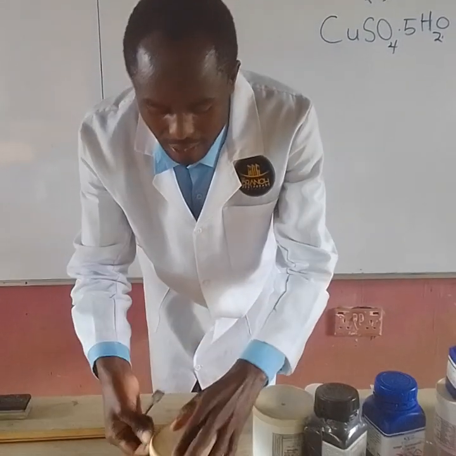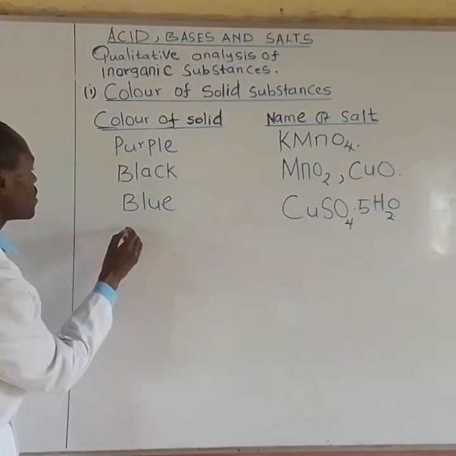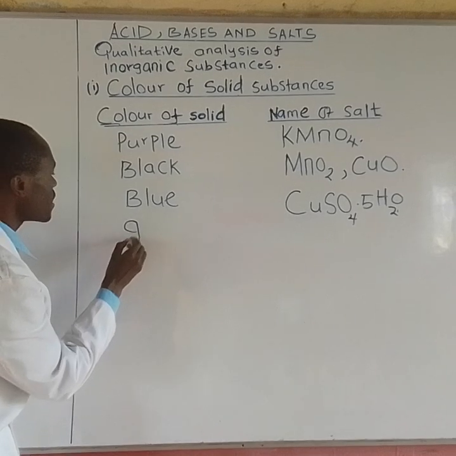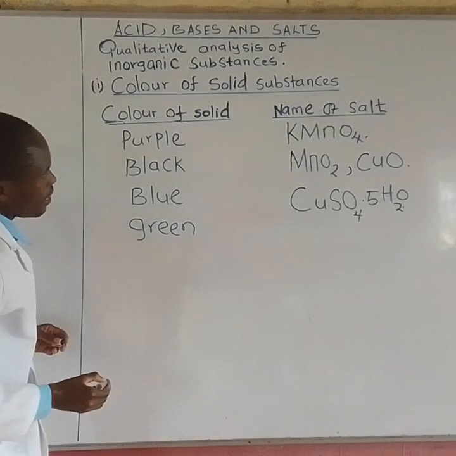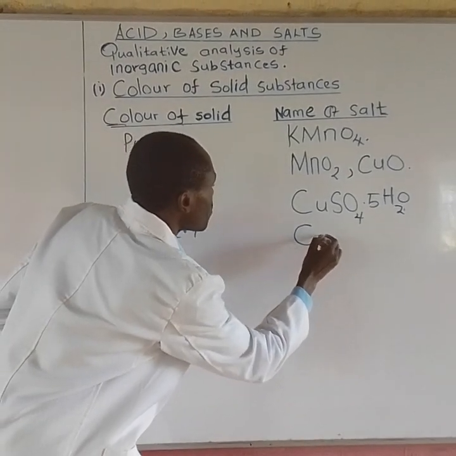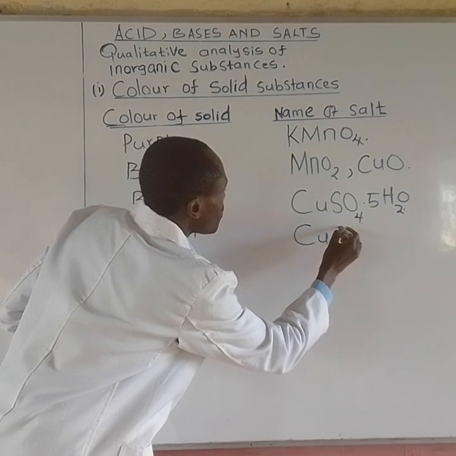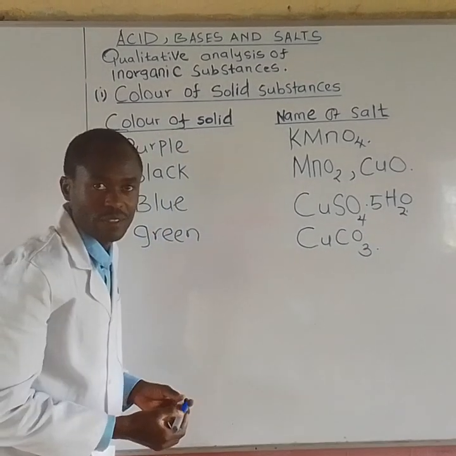Thank you, my students. Then I have to write also, if the color is green, if the solid has green color, then that is copper carbonate salt. Is it okay, my students?